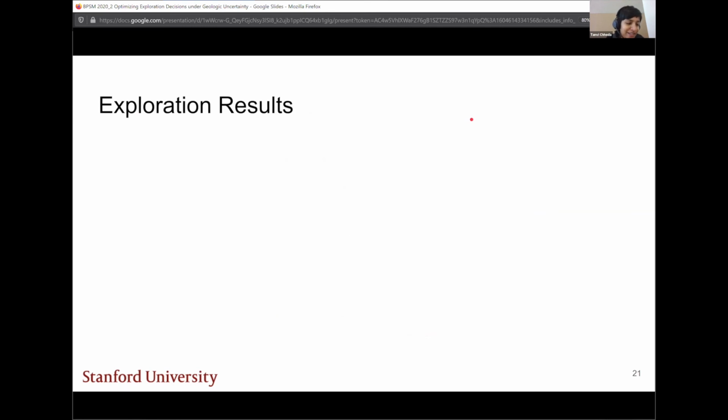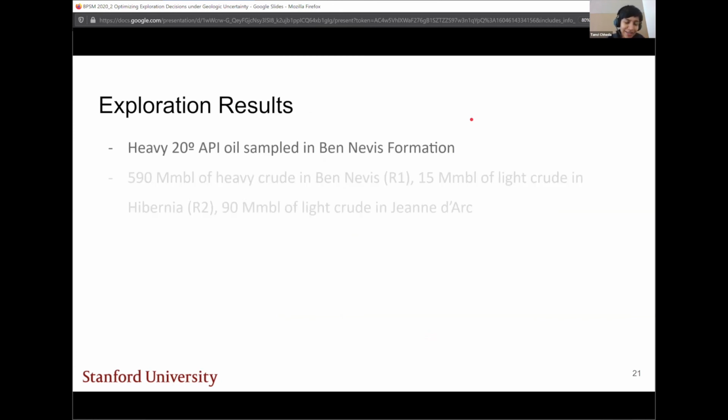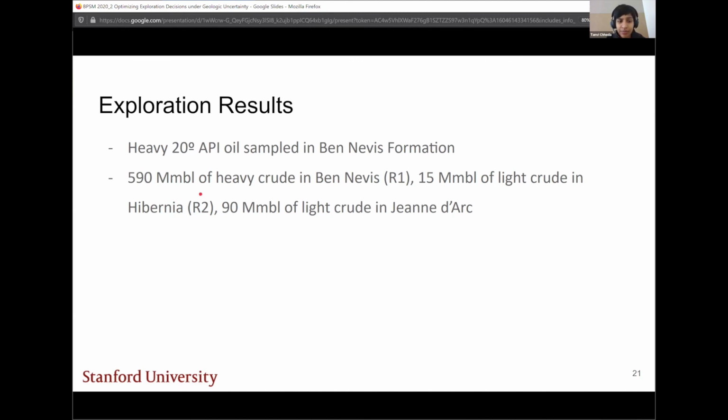So the exploration results show that once we go ahead and drill this exploration well, these are some of the things we found. In the Hebron well, heavy oil was sampled, so we take into account the outcome for our prospect A, which would be heavy oil, and then the reserve volumes are revised to 590 million barrels for the shallow reservoirs and smaller accumulation for the deeper reservoirs.